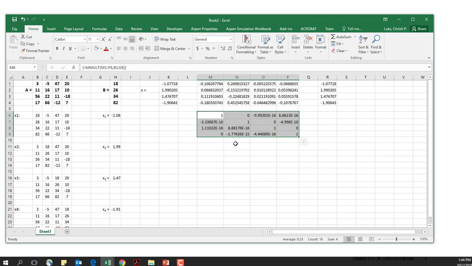So this concludes this lesson. In our next lesson, we're going to look at ways that we can use row manipulations to come up with answers to a system of equations.